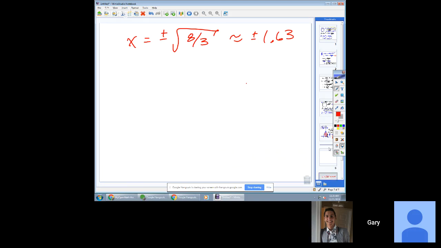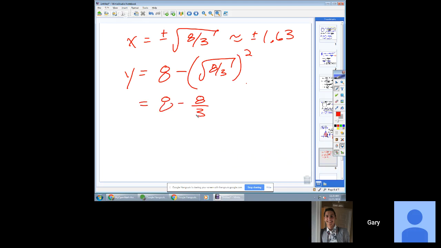Oops, got it in the wrong spot. So y would be equal to 8 minus that number squared, right? Yeah. And so if we square a square root, they cancel. So that's going to give me 8 minus 8/3. So let's see, 8/3. I have to multiply this by 3, top and bottom. So 24 minus 8 is 16 on a good day. So y is 16/3.